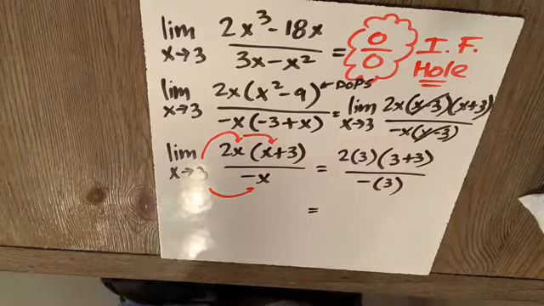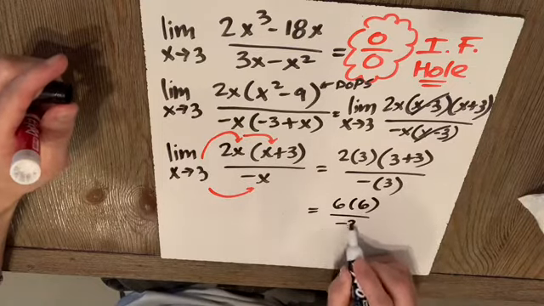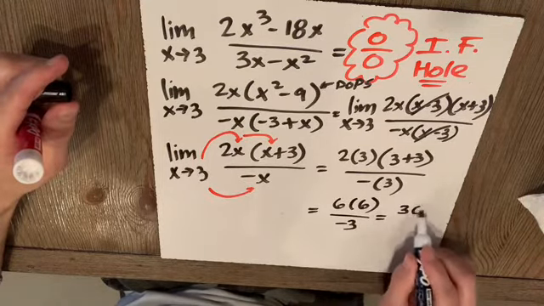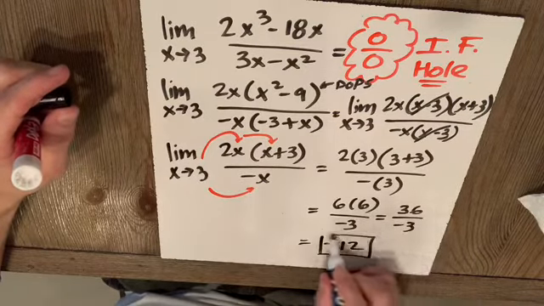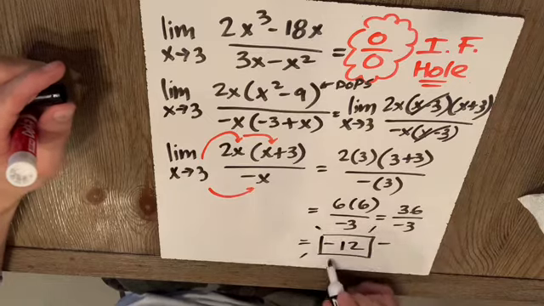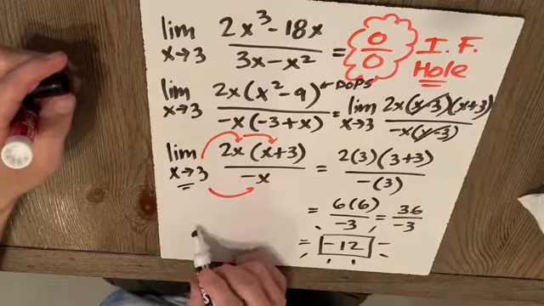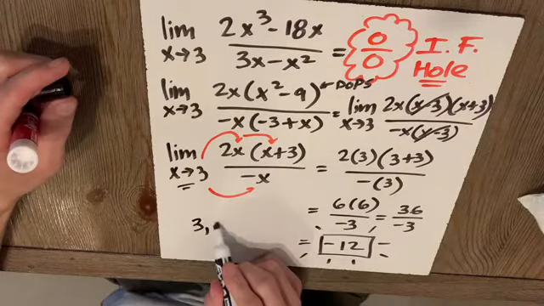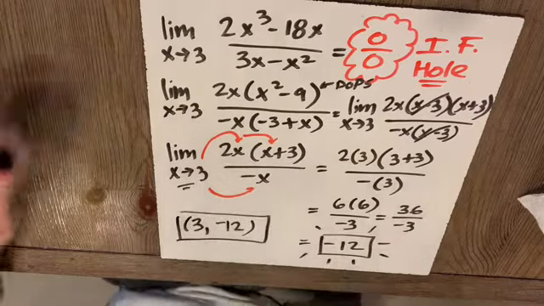I have to follow PEMDAS. So this is going to give me 6 times 6 over negative 3, which is 36 over negative 3, which is negative 12. That is the answer. The answer is the trend in y. And we said we had a hole originally. Well, as x is approaching 3, the y is approaching negative 12. We have a hole there, so the limit is never going to be reached.